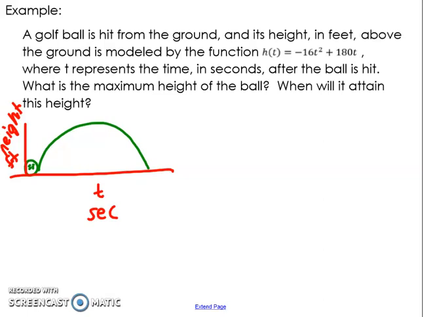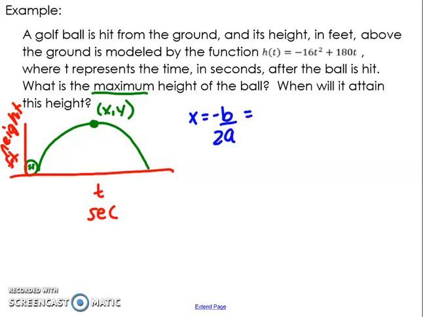So what we're really doing is finding the vertex. The keyword here is that it's asking for the maximum height. If you think about this ball being hit, when you have this xy point for the vertex, the y would be the maximum height, and the x would be the amount of seconds to reach that height. So all we need to do is find our vertex. We're going to do x equals negative b over 2a.